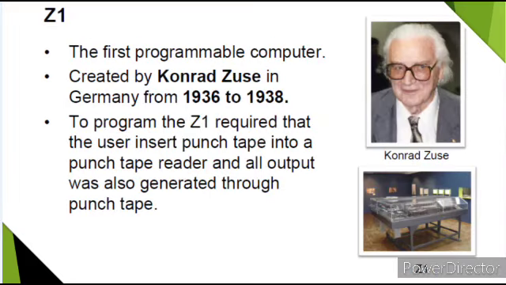Next device is Z1. It was considered the first programmable computer. Dear kids, it was controlled by programming for the first time. It was created by Konrad Zuse in Germany from the year 1936 to 1938. To program the Z1 required that the user insert punch tape into a punch tape reader, and all output was also generated through punch tape.